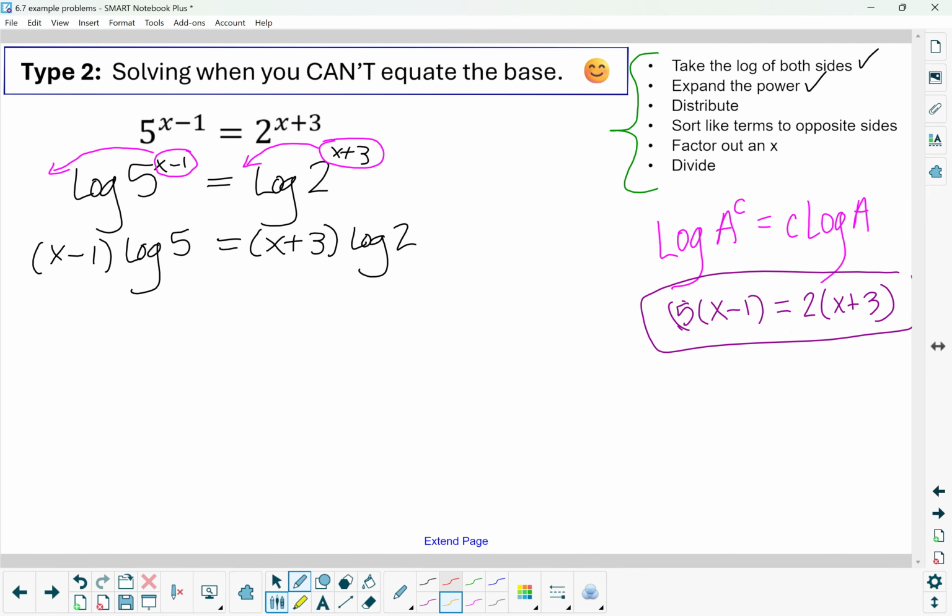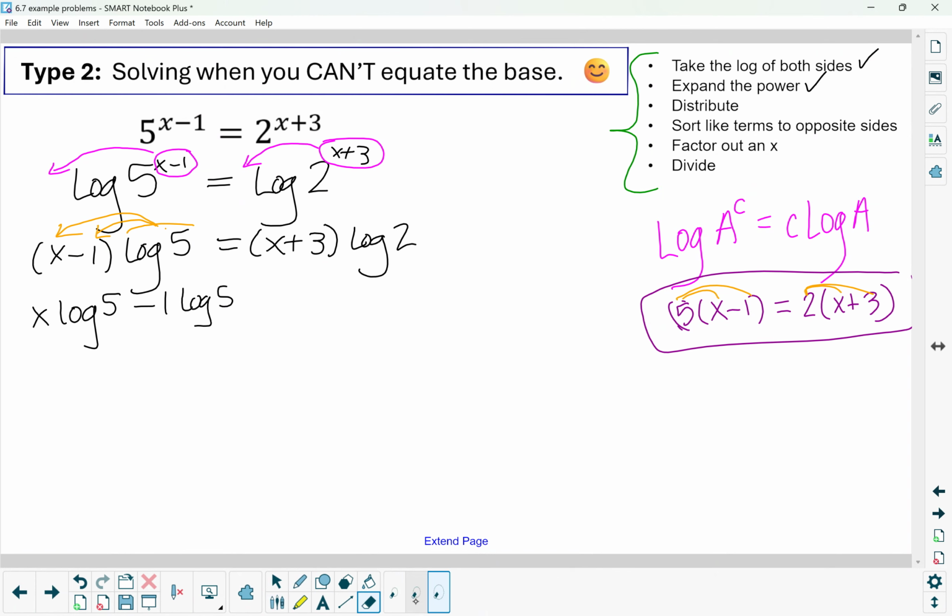So we're going to go ahead and distribute just like you would distribute in this other more familiar equation over here. So if I distribute, let me put my little arrow and show you where I'm distributing. So it's an x times a log 5, and then it's a minus a 1 times a log 5. Now we don't need a coefficient 1, so I'm going to go ahead and erase it. It just looks funny to me when it has a 1 with a log next to it. Okay, and then on the other side, we're also going to distribute that log 2. So we get x log 2 plus 3 log 2.